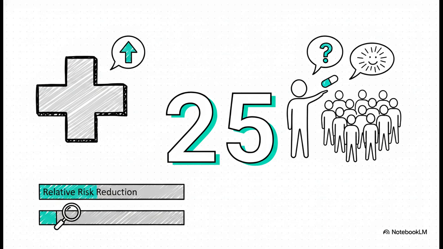Sounds absolutely massive, right? But depending on the patient's baseline risk, you might actually have to treat 25 people, that's your number needed to treat, or NNT, just to help a single one of them. Understanding the difference between absolute risk reduction and relative risk reduction will completely change how you read medical news forever.